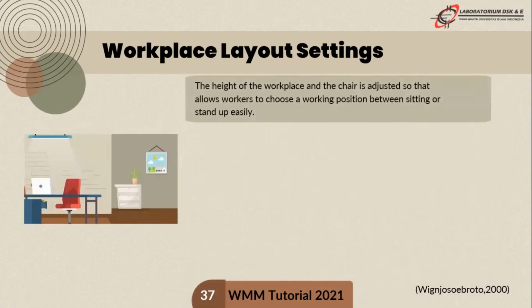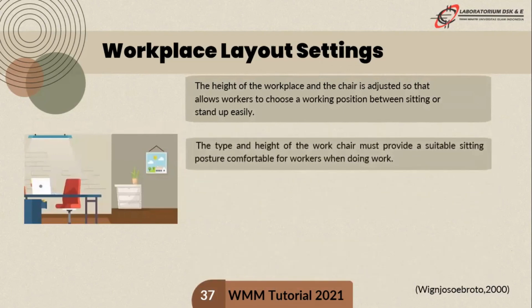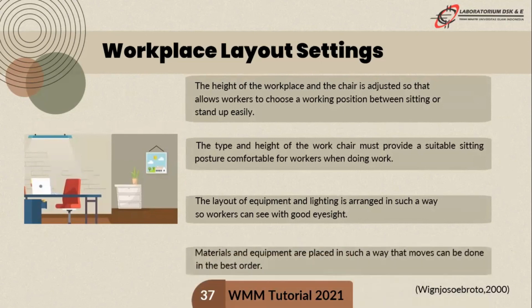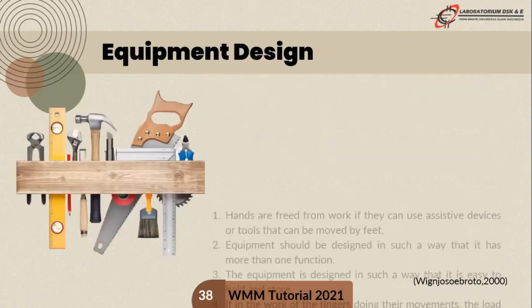The height of the workplace and the chair is adjusted so that it allows the worker to choose a working position between sitting and standing easily. The type and height of the work chair must provide a suitable, comfortable sitting posture for workers when doing work. The layout of equipment and lighting is arranged so workers can see with good eyesight. Materials and equipment are placed so that movement can be done in the best order.